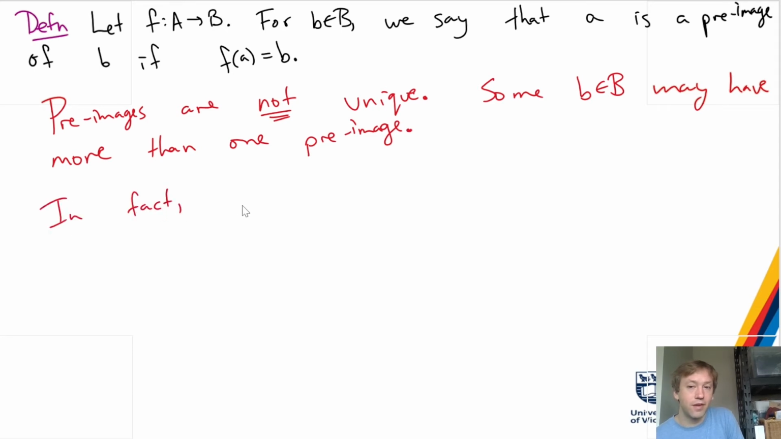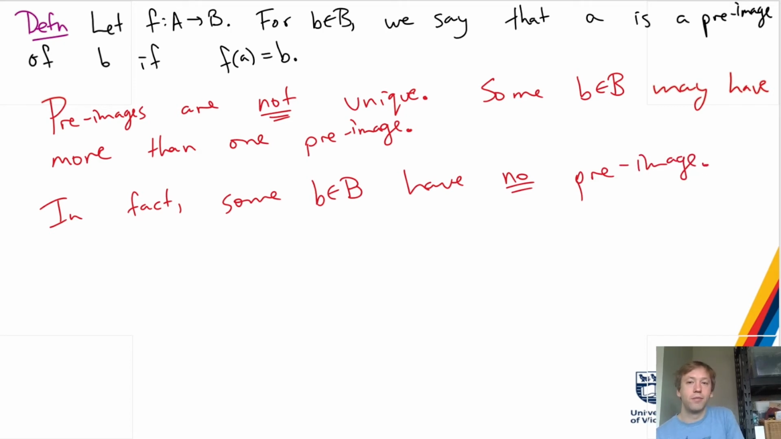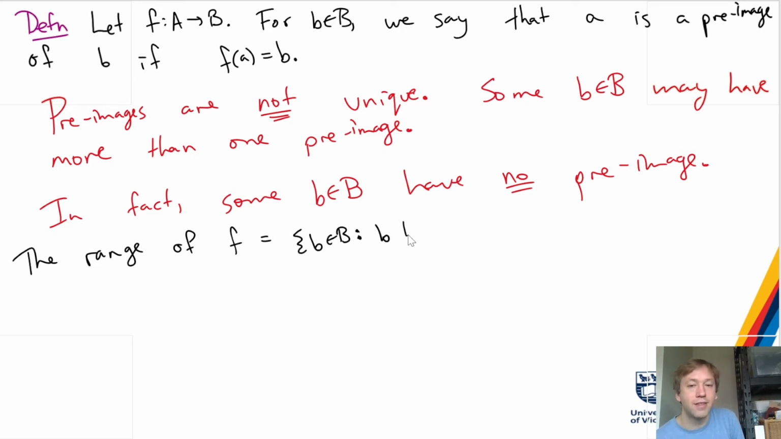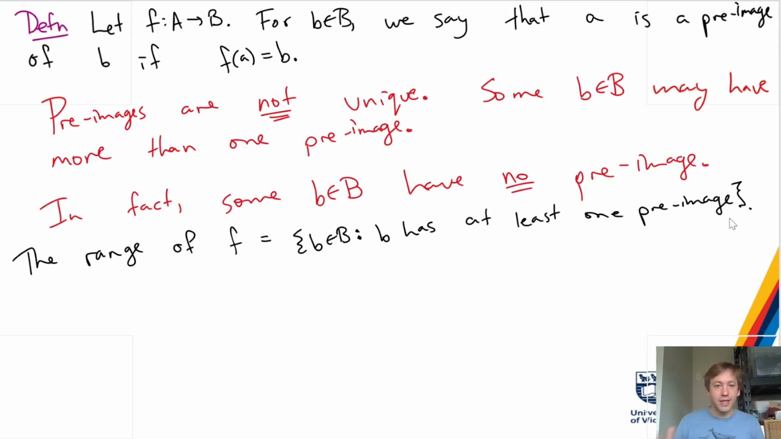So some elements of B have no preimage. In fact, that's sort of related to the definition of the range, right? So the range of f is equal to the set of all b in B such that b has at least one preimage.